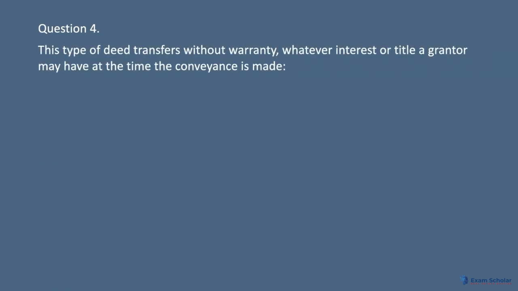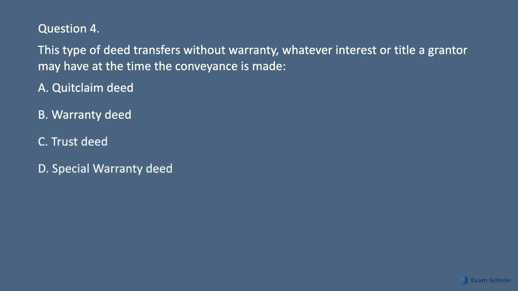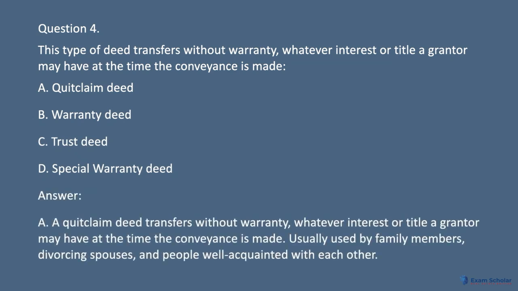Question 4. This type of deed transfers without warranty whatever interest or title a grantor may have at the time the conveyance is made. A. Quitclaim deed, B. Warranty deed, C. Trust deed, D. Special warranty deed. Answer. A quitclaim deed transfers without warranty whatever interest or title a grantor may have at the time the conveyance is made. Usually used by family members, divorcing spouses, and people well acquainted with each other.